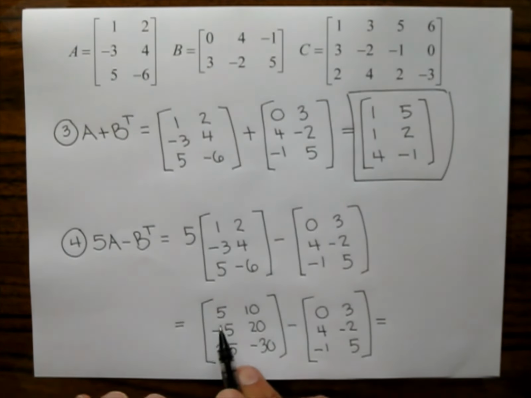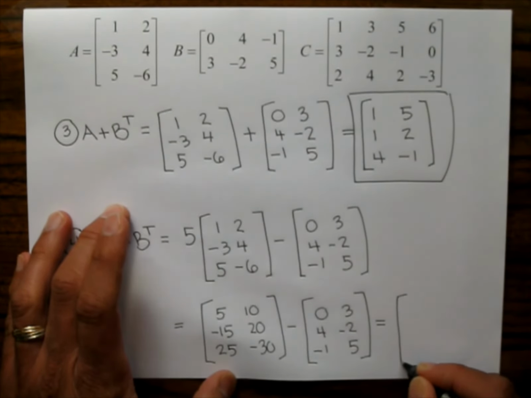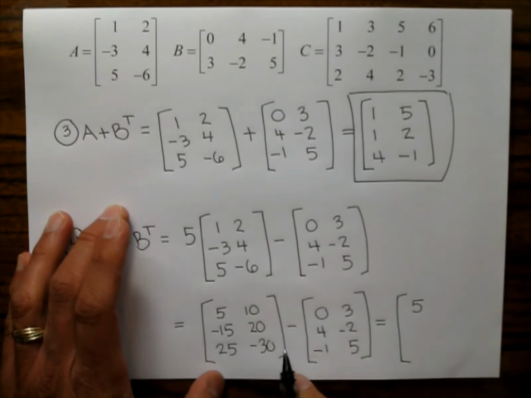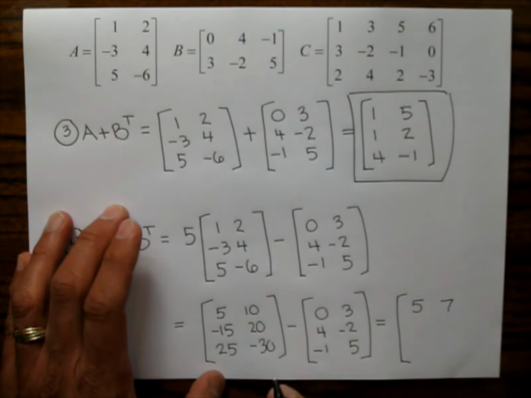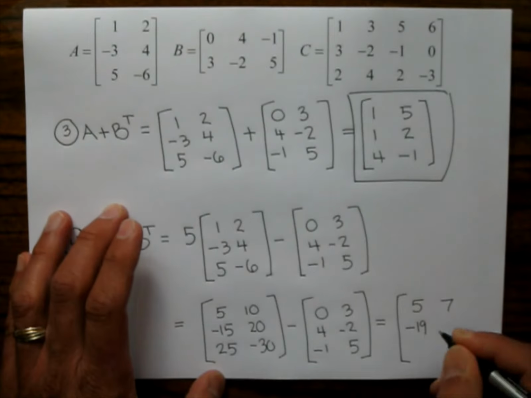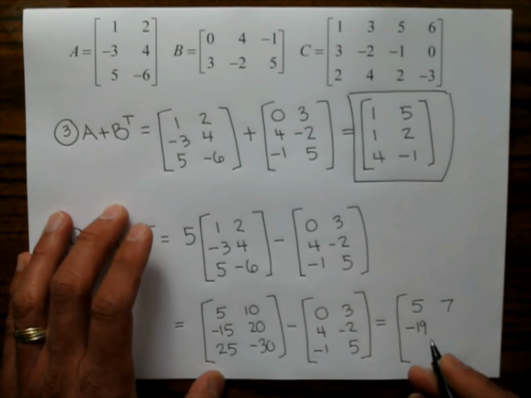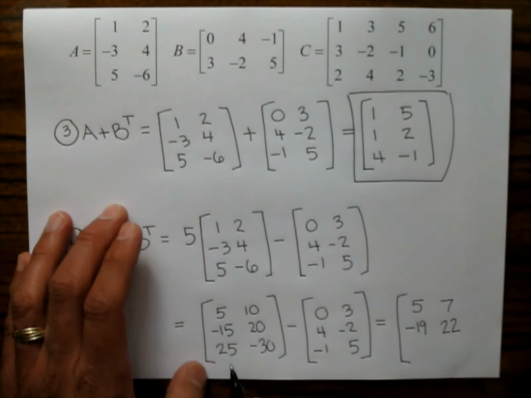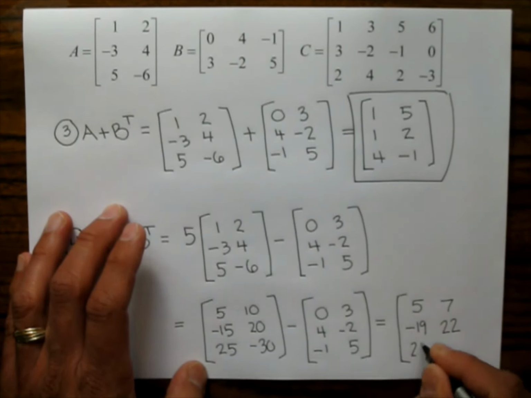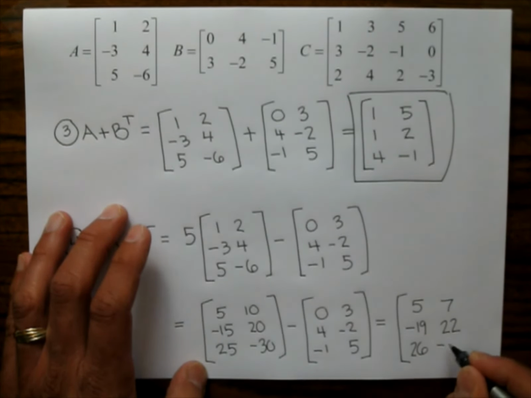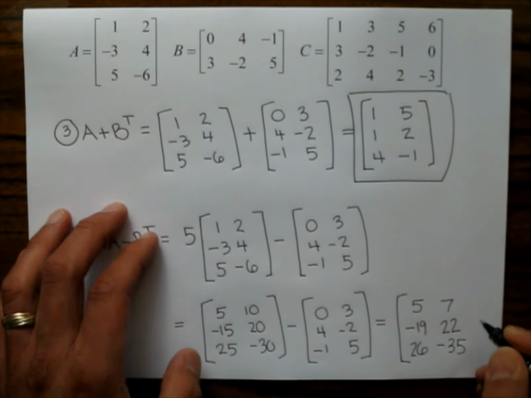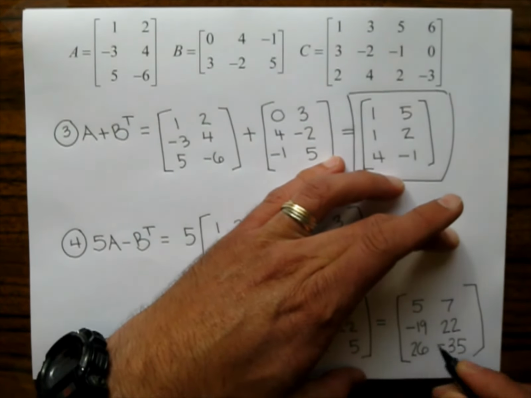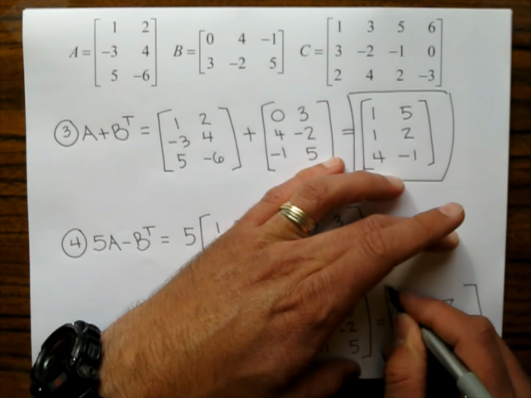So let's go ahead and subtract. 5 minus 0 is 5. 10 minus 3 is 7. Negative 15 minus 4 is negative 19. 20 minus a negative 2 is a positive 22. 25 minus a negative 1 gives me 26. And negative 30 minus 5 is negative 35. Here is our answer right here.